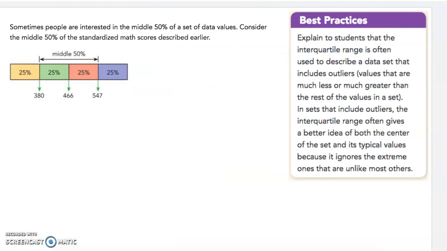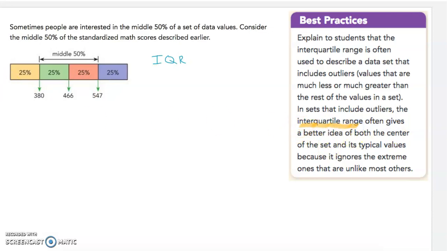The next thing I want to talk about is something called interquartile range. So sometimes people are interested in the middle 50% of a set of data values. Consider the middle 50% of the standardized math scores described earlier. So again, the interquartile range is often just said as IQR. All right. So the interquartile range is written right here.